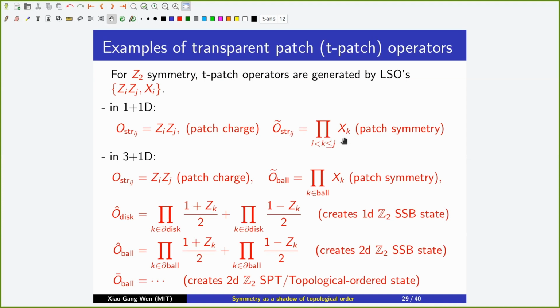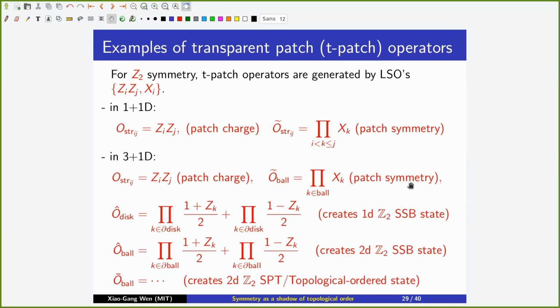Okay. In 3 dimensions, very similar, and we have a string operator connecting i and j with empty block. We call it the charge operator. And in 3 dimensions, we have a ball operator. Our region is a ball, and then we have an operator X_i X_k for all the sites inside the ball. And that can generate the patch symmetry. That's like we do a symmetry transformation in this region, but not in other regions.